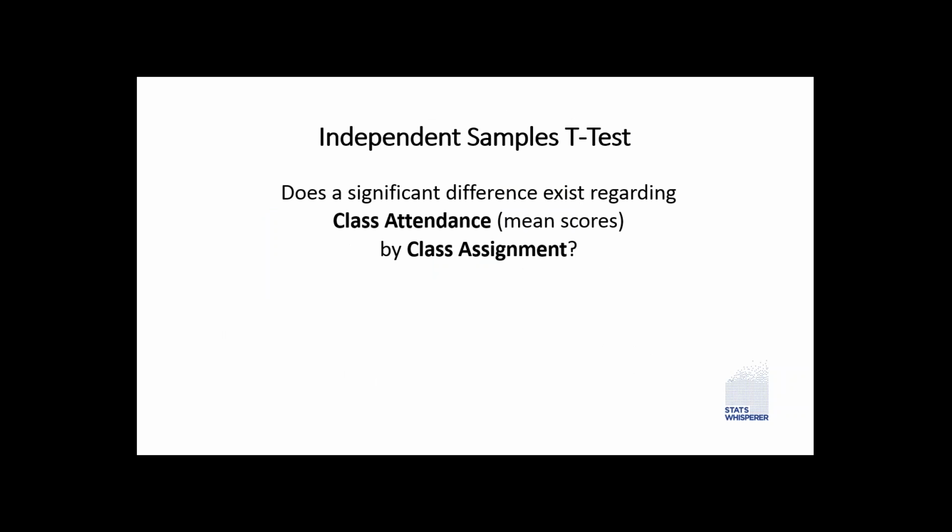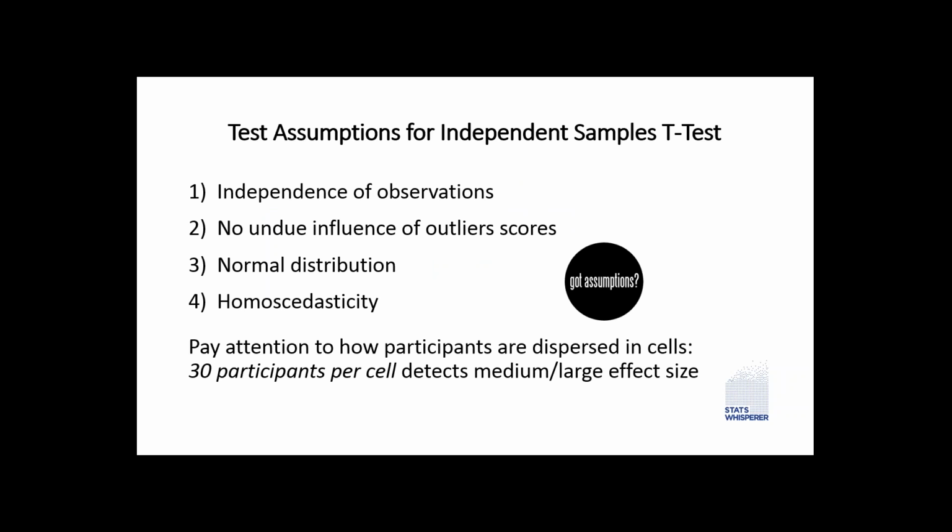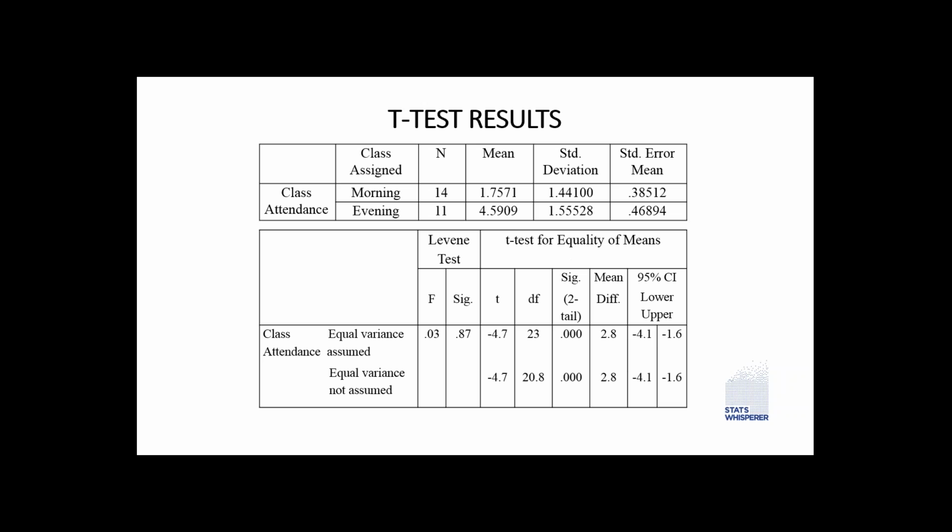So again, with our t-test, we're looking at whether mean levels of class attendance differ by class assignment. Again, we have our assumptions. Check them out. But also notice you need 30 participants per cell to detect a medium-large effect with 80% power. We can't have that because our whole sample is only 25. So it's more like 15 people per cell we'd have. So there are the results of the t-test.